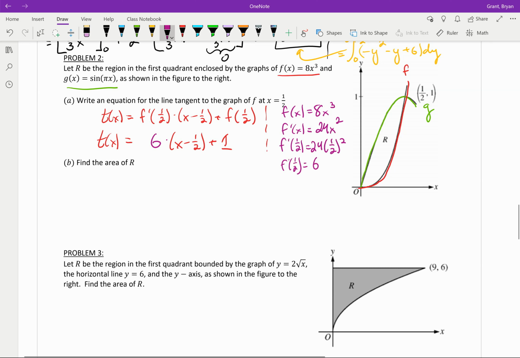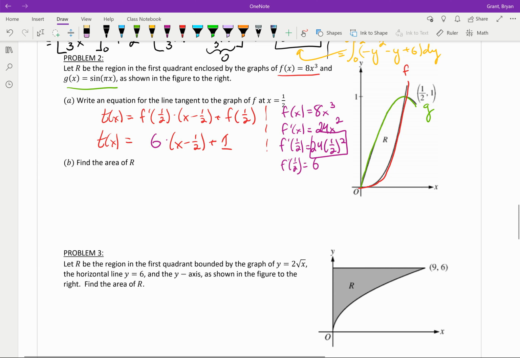Now, again, if this was a free response and you were worried about your fraction, you could have left it like this and put that in for the slope. That's totally fine. It's a good way to go in case you ever get lost in all the little arithmetic. But here we go. Let's find the area of R.